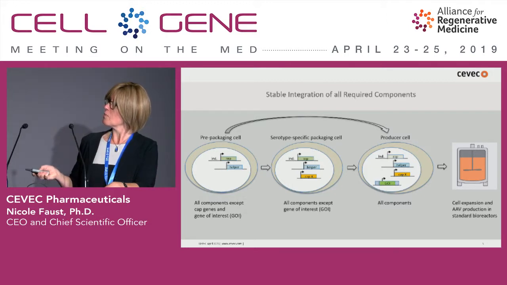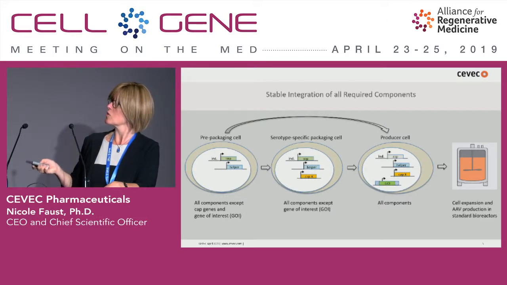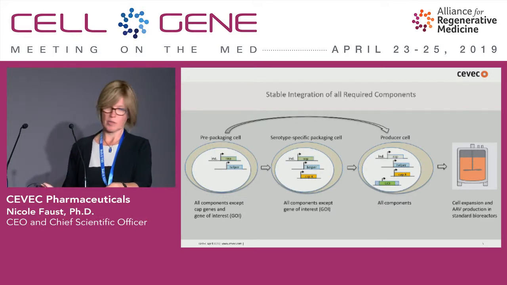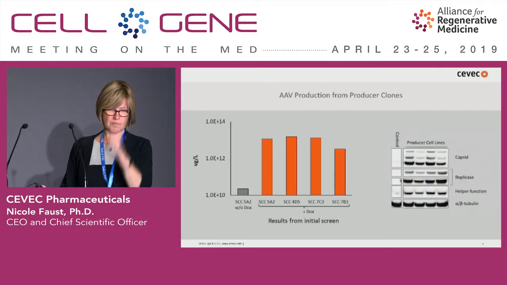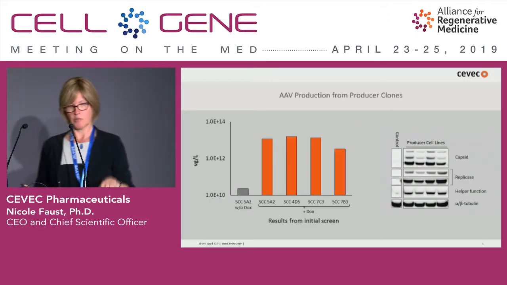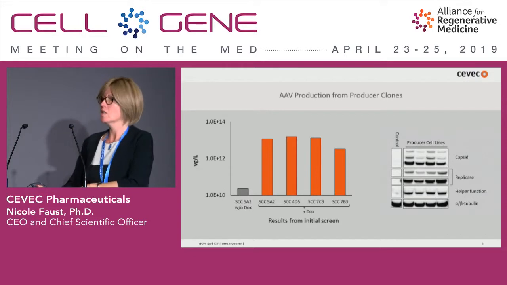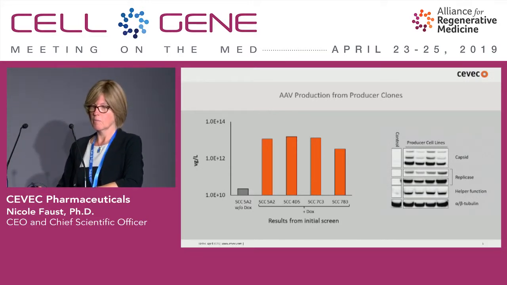We can also skip this step and go from the pre-packaging cell to the producer cell in one single step by co-transfection. We've also been doing this in some projects. To give you an example of some of the projects we're currently doing, they are with partners, so I'm not at liberty to share that data, but we have also generated cells just with a GFP gene of interest, just to show how well the system works.